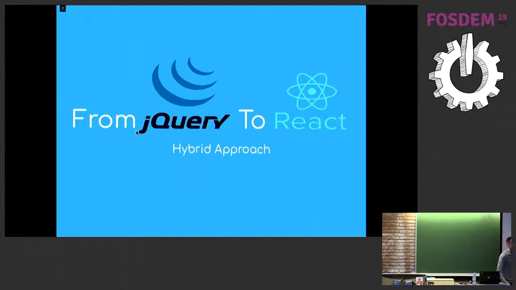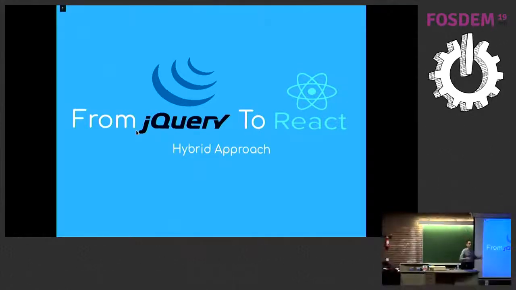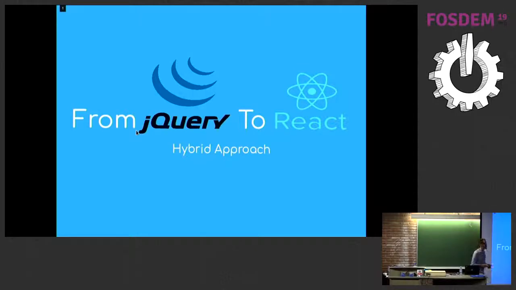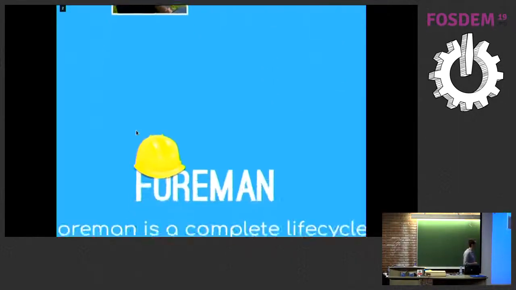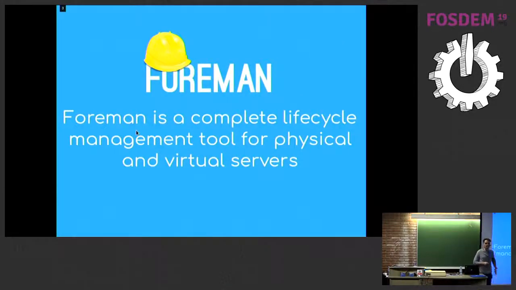Hi everyone. It's amazing to see so many people in the JavaScript room. So today I will talk about the process, the transformation from a legacy JavaScript from server-side rendering into a more modern web application, which in our case is React. So first of all, my name is Amir. I work at Red Hat for more than 3 years. And in my team, we mostly focus on Foreman. Foreman is an open source management tool for servers, physical servers, and of course, virtual servers.